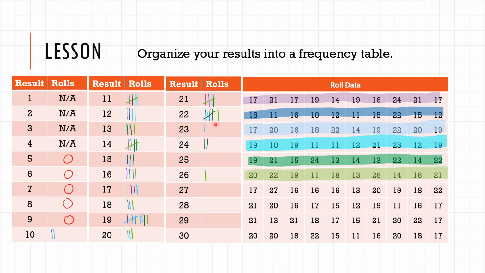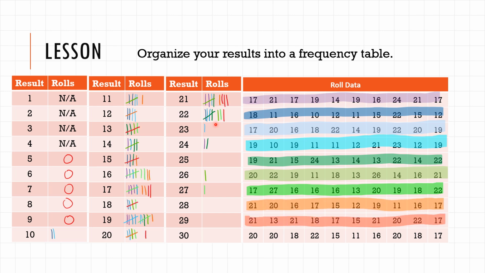My 6th row, my 7th row, my 8th row, my 9th row, and my 10th row. There we go. Now I have my tally chart fully completed. I've gone through all of my rows and I've made a tally chart.